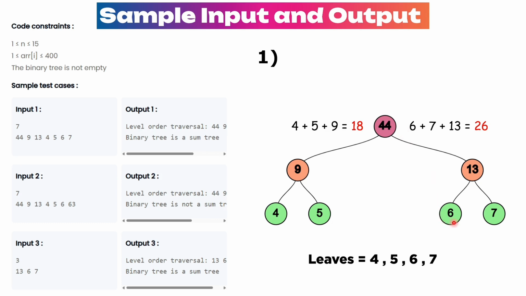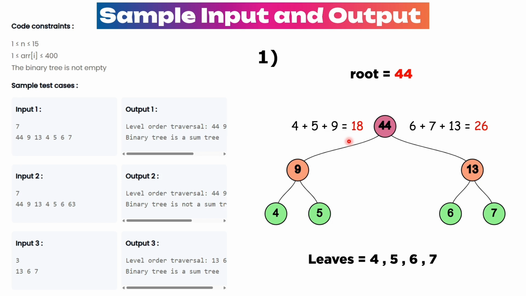In the same way, for the right subtree, the sum will be calculated as 6 plus 7, which are the leaf nodes, so it equals 13. Then by adding the whole right subtree, 6, 7, 13, we will get 26, which is on the right side of the root node now.